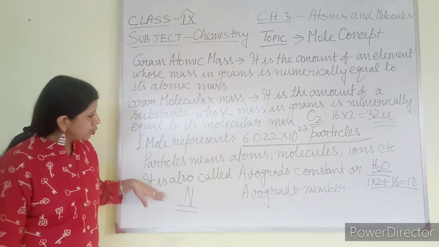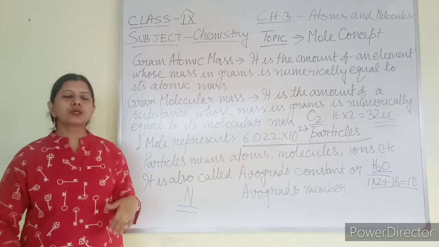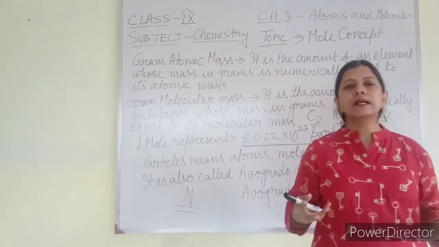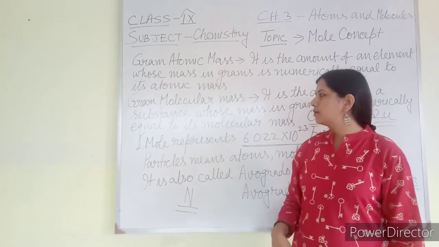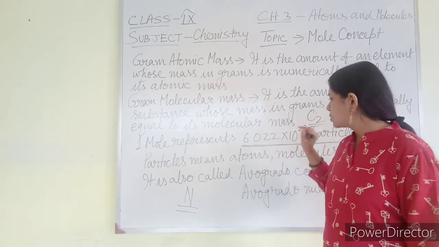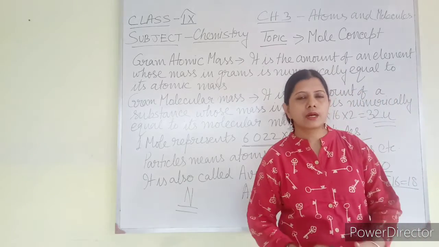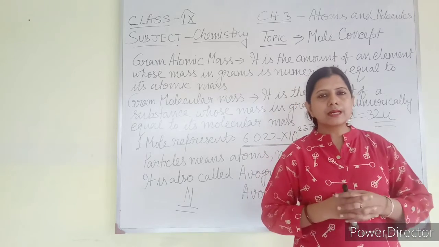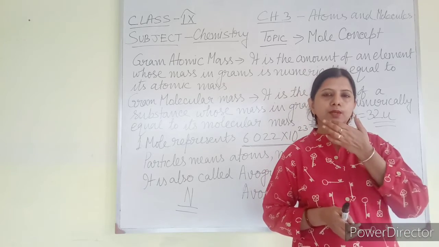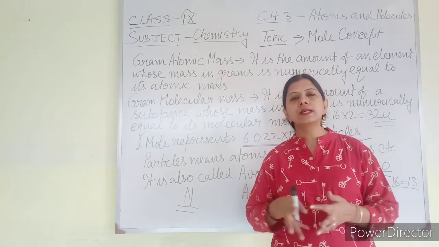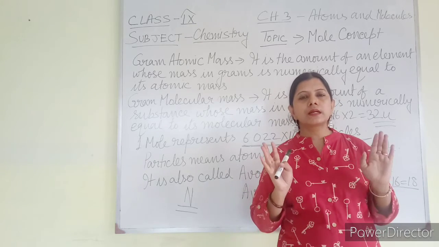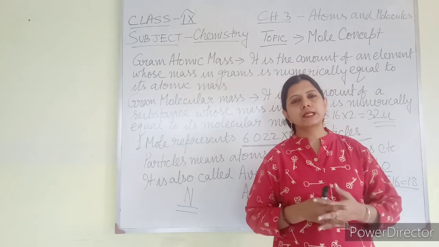So this is only about the mole concept that I wanted to discuss with you today. First try to understand clearly what is gram atomic mass, what is gram molecular mass, and what is actually 1 mole. What is this number? This is Avogadro number or Avogadro constant. First understand the topic, then we will go through the numericals. In my next video I will discuss various numericals based on this concept. Before numericals, the concept has to be clear. I am saying it several times.